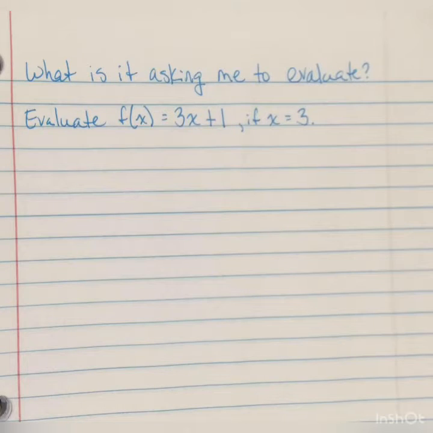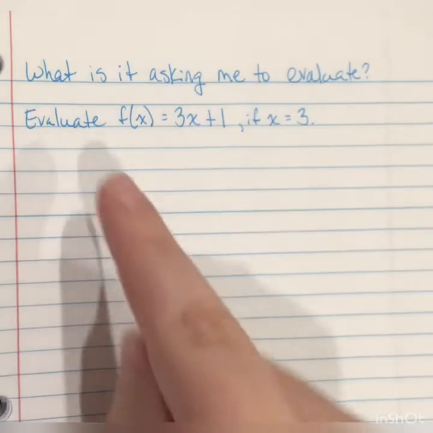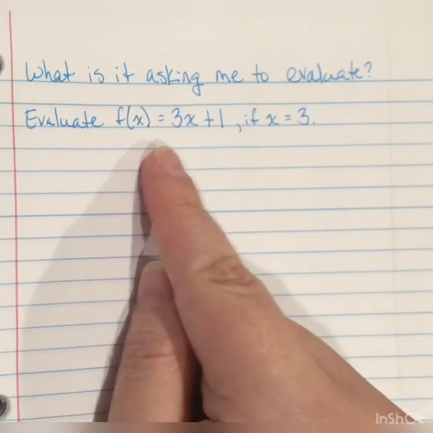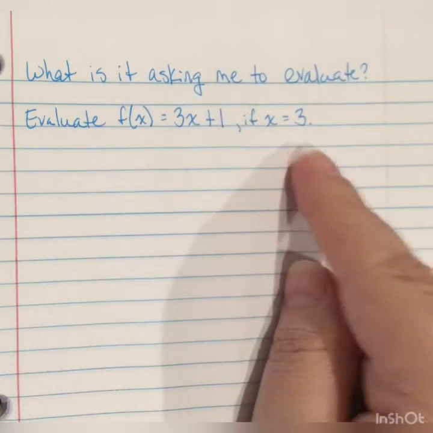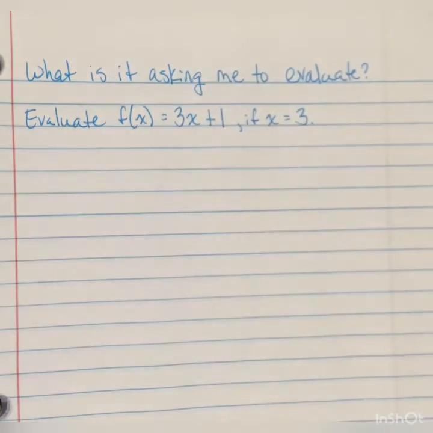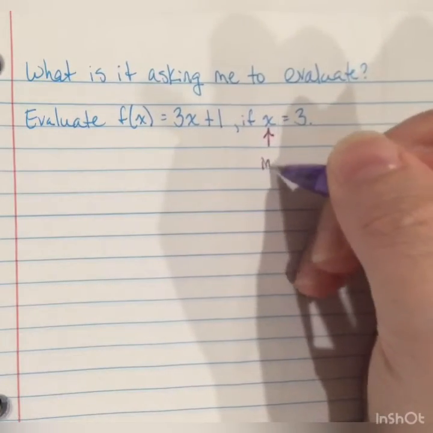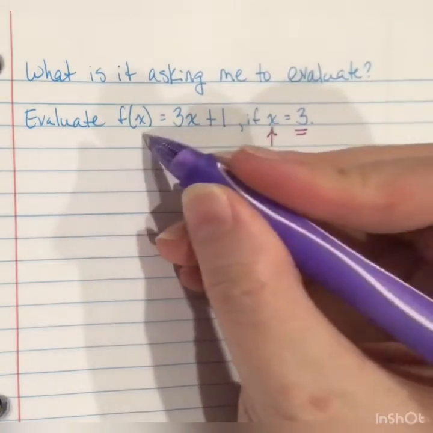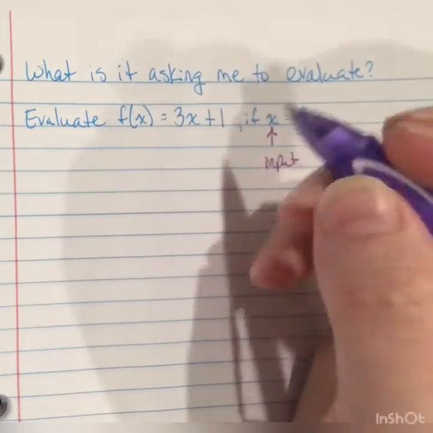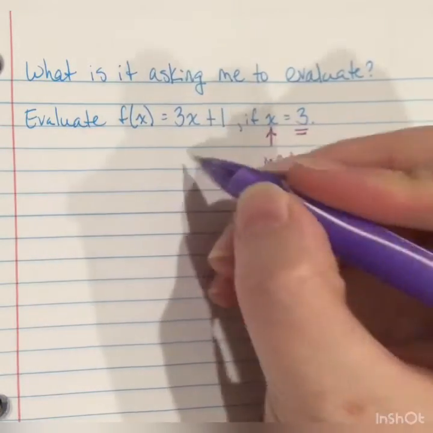In this video, we're going to be looking at how to interpret the questions that are being asked using function notation. So we're going to decide, well, what are they actually asking you to evaluate here? In our first problem, it says evaluate f of x equals 3x plus 1 if x equals 3. So right here, we know x is our input value. So they're asking us to input 3 wherever x is and solve. So we mainly just need to plug it into the equation here.